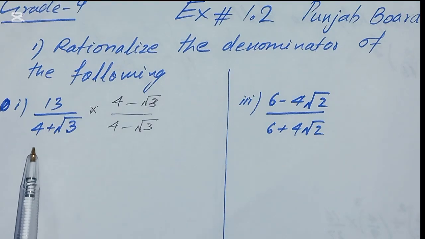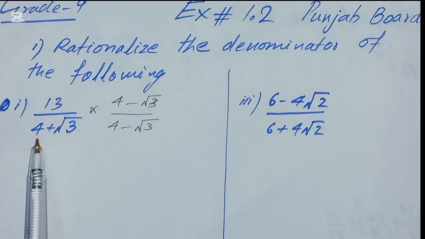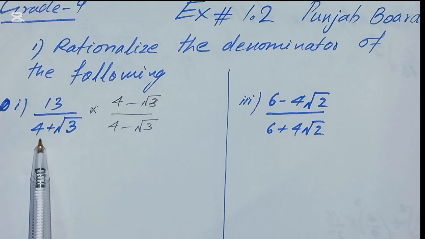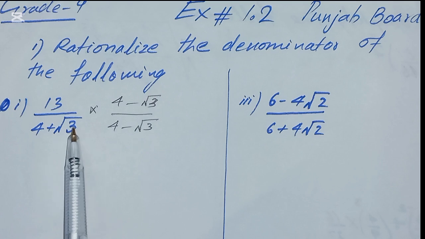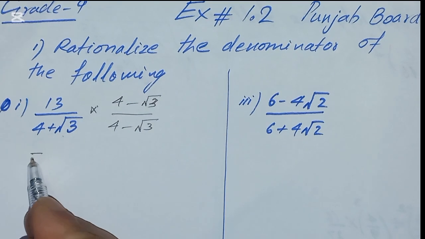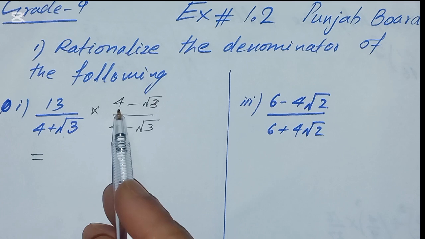Rationalization means we want to remove radical sign from denominator. For this purpose, we multiply the numerator and denominator by the conjugate of this value. What is the conjugate? For conjugate we change this sign. Now we multiply numerator with numerator.